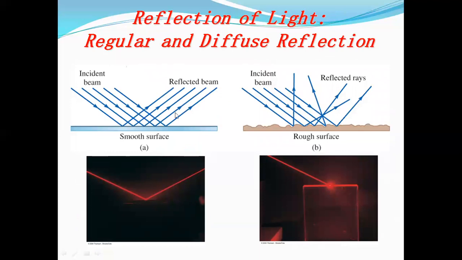Now I show you there are two kinds of reflection, and this reflection varies by reason of the surface. You see here, this is a smooth surface, and this is a rough surface. In a smooth surface, the incident angle and reflection angle are always equal. That's why it's called regular reflection. But if the surface is rough, then the incident angle and the reflection angle are never equal. And this kind of reflection is called diffuse reflection.